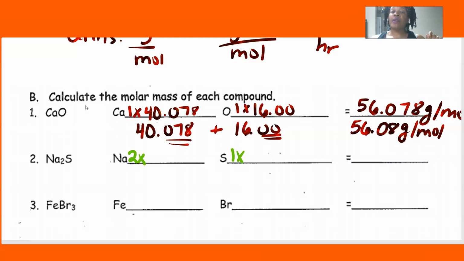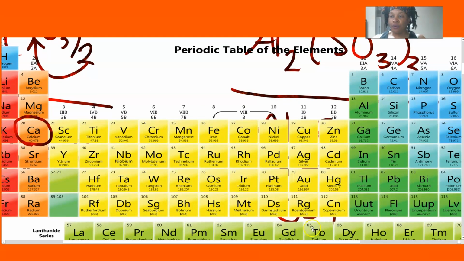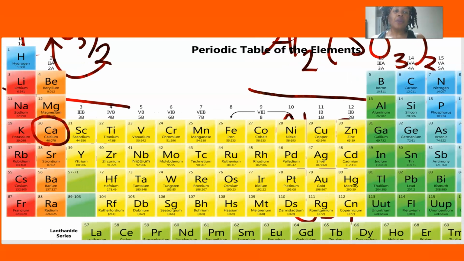We've got 1 sulfur atom times this molecular weight. So let's go up to our periodic table here, and let's find sodium, and let's find sulfur. All right, so here's sodium over here. It is in red, okay? Over here in group 1, the weight here is 22.990.